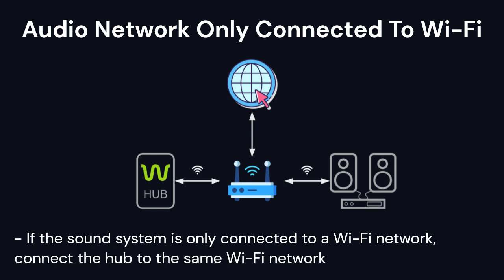The third and final configuration covered in this video is when the sound system is only available via a Wi-Fi connection. In this case, the hub should be connected to the same Wi-Fi as the sound system. Usually, this network also has internet access, so no other action is required for the hub to communicate with both the sound system and the internet. If the network for some reason doesn't have internet access, the hub should also be connected via an Ethernet cable to a network with internet access.